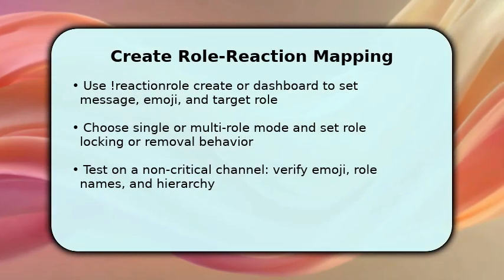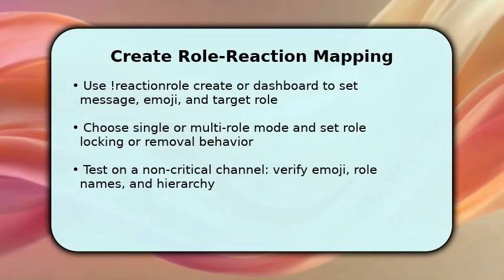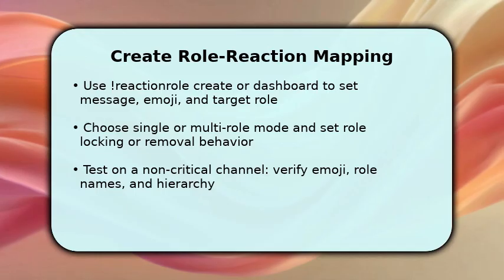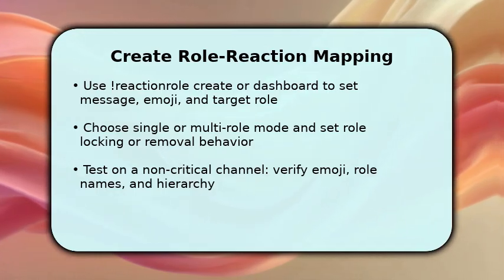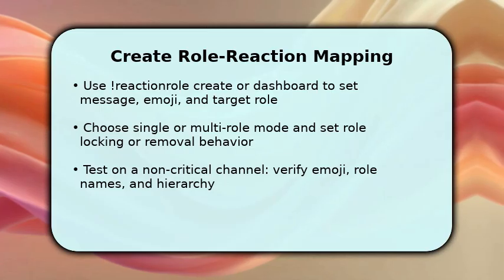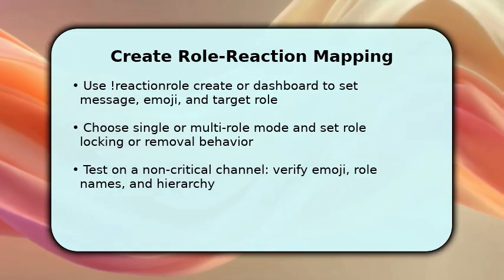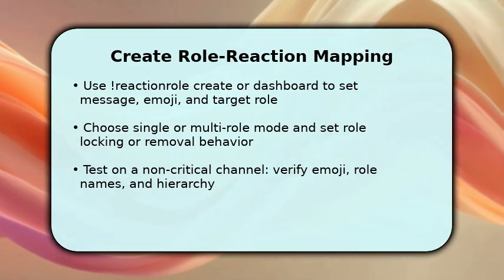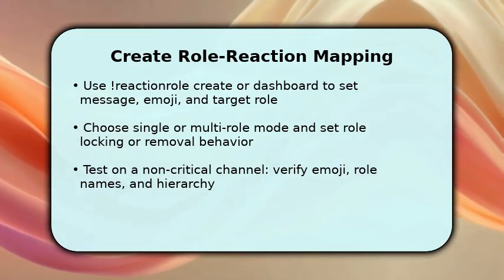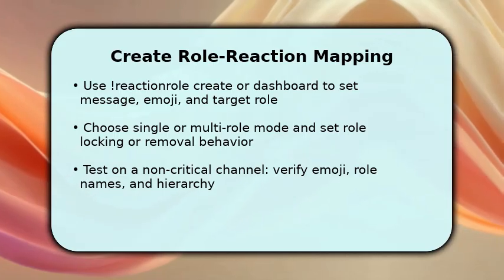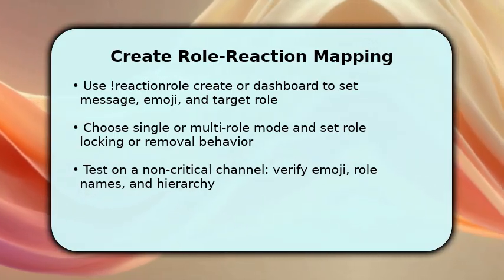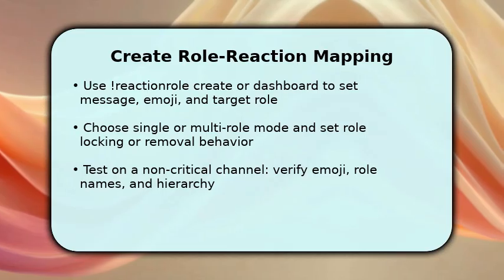You now create the role reaction mapping. Use the in-chat command reaction role create, or open Carl bot's dashboard, select the message, pick an emoji, and choose the target role. Decide if users get a single role or multiple roles and whether removing the reaction should remove the role. This controls user experience. Once configured, post the message in a test channel and react, because confirming emoji and role matching prevents confusion.